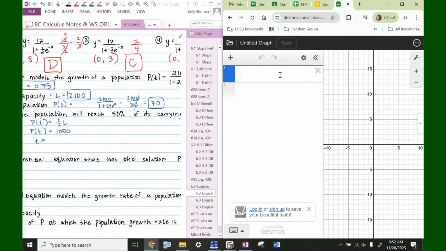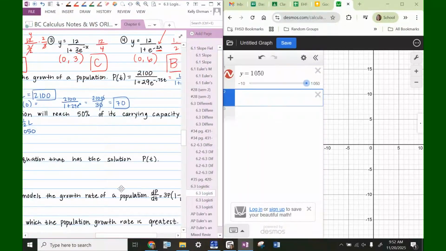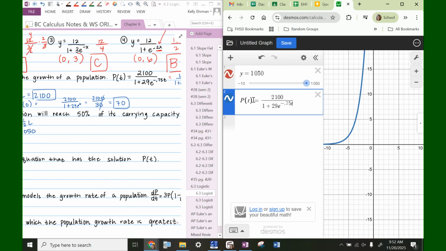Okay, so one line is just y equals 1,050. And the other line is my equation, this equation right here. So P of T is equal to 2,100 divided by 1 plus 29 e to the negative 0.75 T. Now, this is annoying, but, oh, no, wait, it worked.